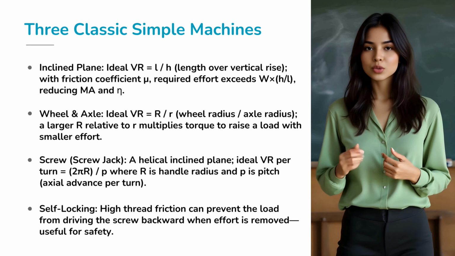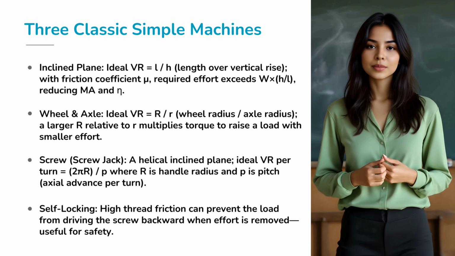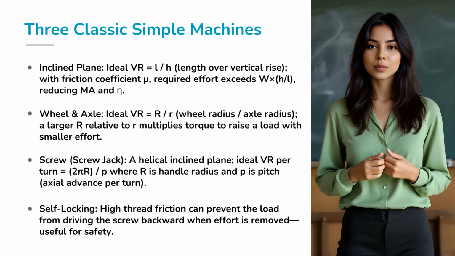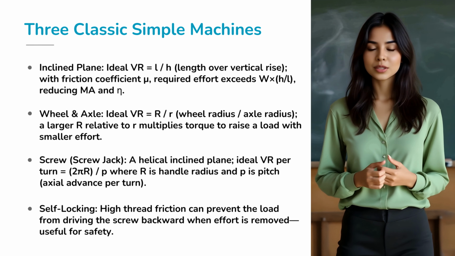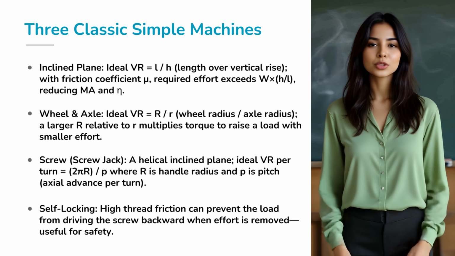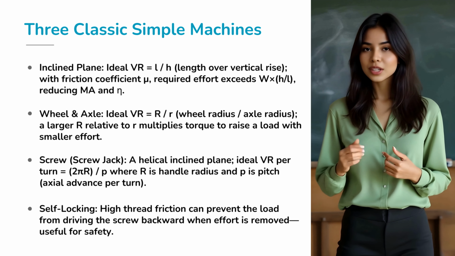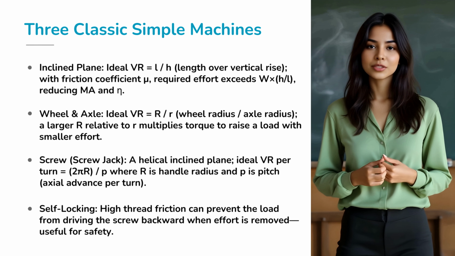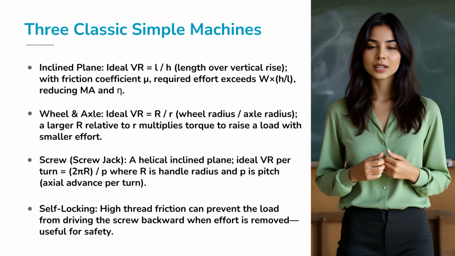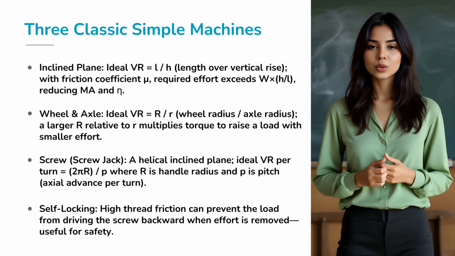A screw or screw jack is essentially an inclined plane wrapped in a helix. For each full turn, the effort point travels a circumference of 2 pi r, while the load rises by the pitch p. So the ideal velocity ratio per turn is 2 pi r divided by p. Due to thread friction, efficiency is reduced, but that same friction can be a safety feature. Many screws are self-locking, meaning the load will not drive the screw backward if you let go.